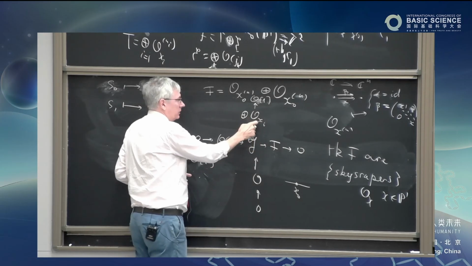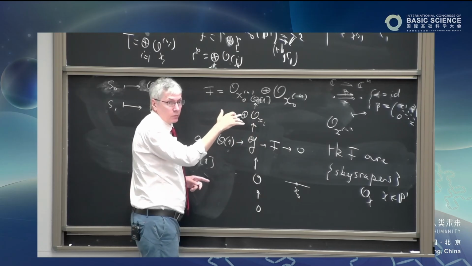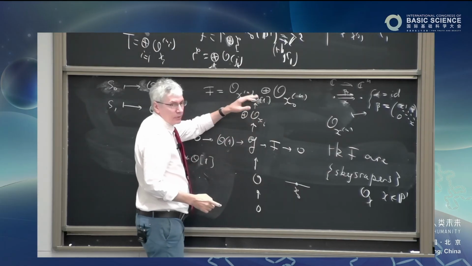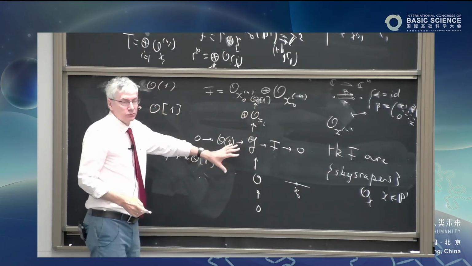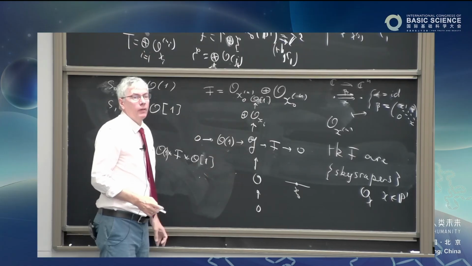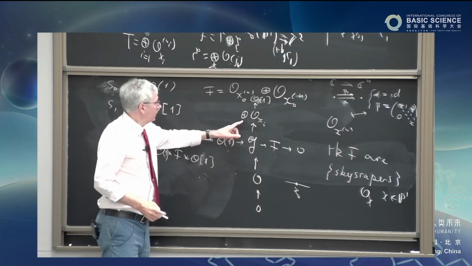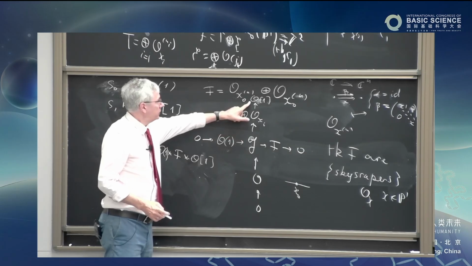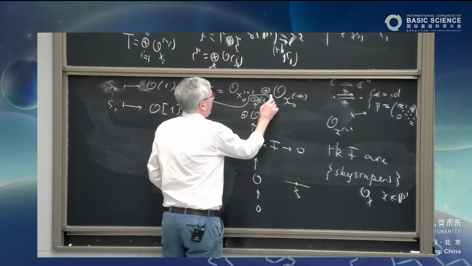So this guy, which should be the sum of skyscrapers, rank 1 guys, is an extension here. I just removed it, but I wrote it in the category of coherent sheaves. So F is a direct sum of these two guys. I mean, F is this guy. F is this one, right?